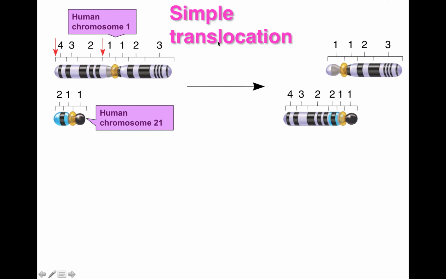Simple translocations can occur when a chunk of one chromosome is attached to another chromosome. So here we have a chromosome translocation between human chromosome 1. We've taken this 2, 3, 4 piece off here, and added it to human chromosome 21.